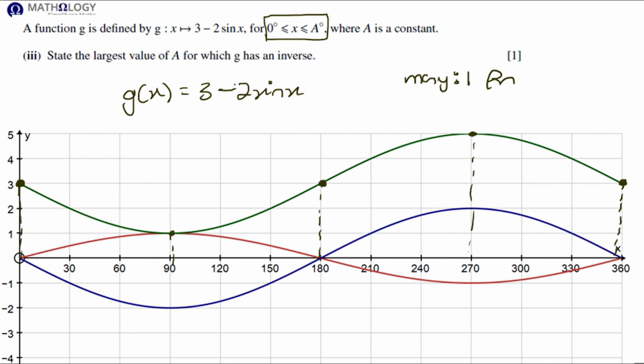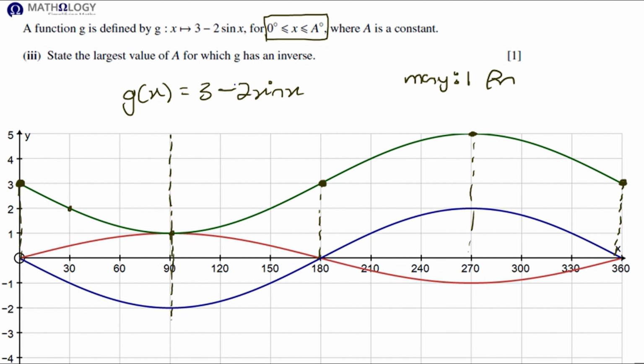So in the interval where x is greater than 0 but less than a, we need to restrict g of x in such a way that we have one y value for every x value. That means we cannot go beyond this turning point. We cannot move beyond 90 degrees, because once we move beyond 90 degrees, the function starts moving up again.